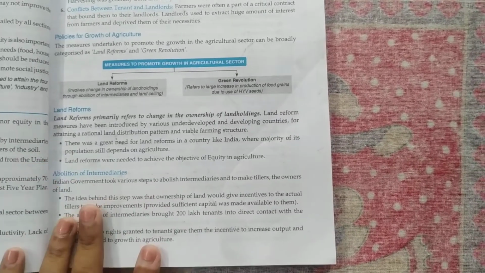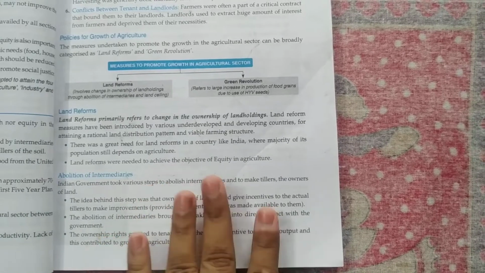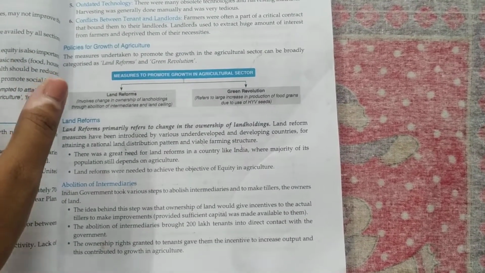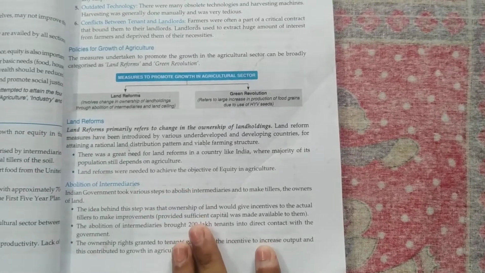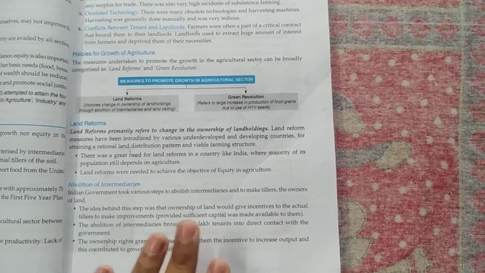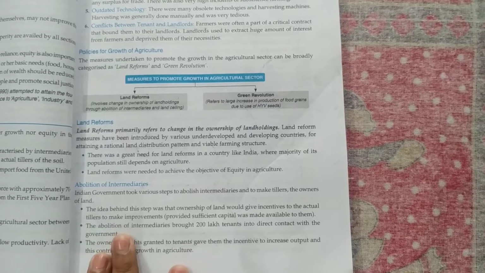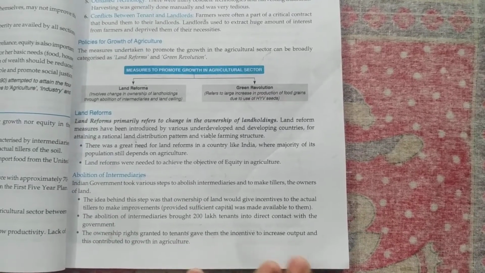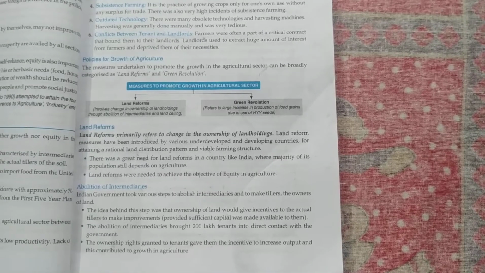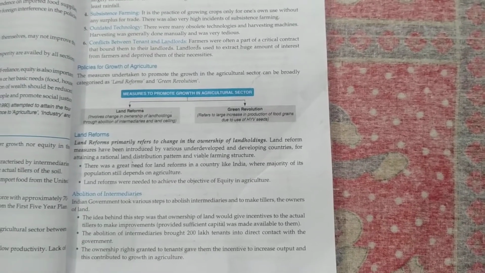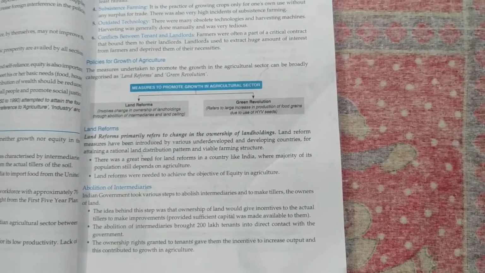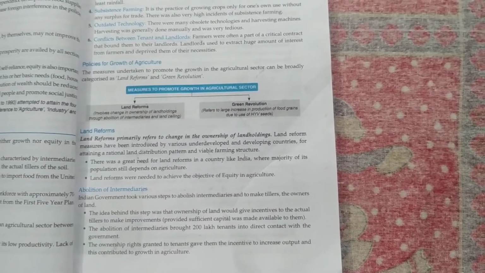Next was abolition of intermediaries. The Indian government took various steps to abolish intermediaries and to make tillers owners of the soil, meaning to abolish the zamindari system, and the tillers were made the owners of the soil. The idea behind this step was that ownership of land would give the actual tillers an incentive to make improvements. Abolition of intermediaries brought 200 lakh tenants into direct contact with the government. The ownership rights granted to tenants gave them incentive to increase output, and this contributed to growth in agriculture. Why? Because if the tillers of the soil become the owners of the soil, they will have some incentive to improve the soil and agricultural production.